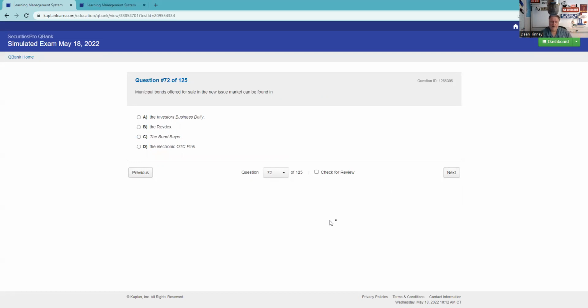Municipal bonds offered for sale in the new issue market can be found in, again, this is a question about the Bond Buyer, a newspaper widely read in the municipal market. And that's where we publish those notices of sales.